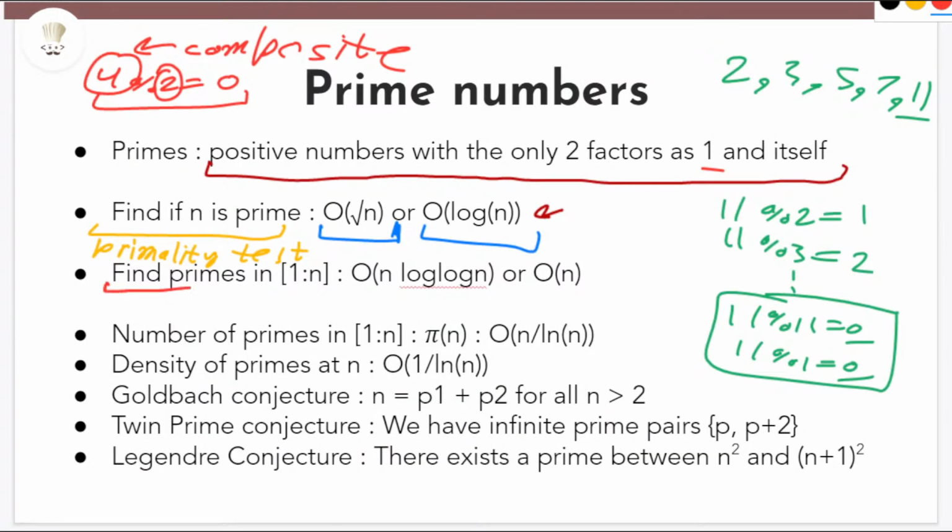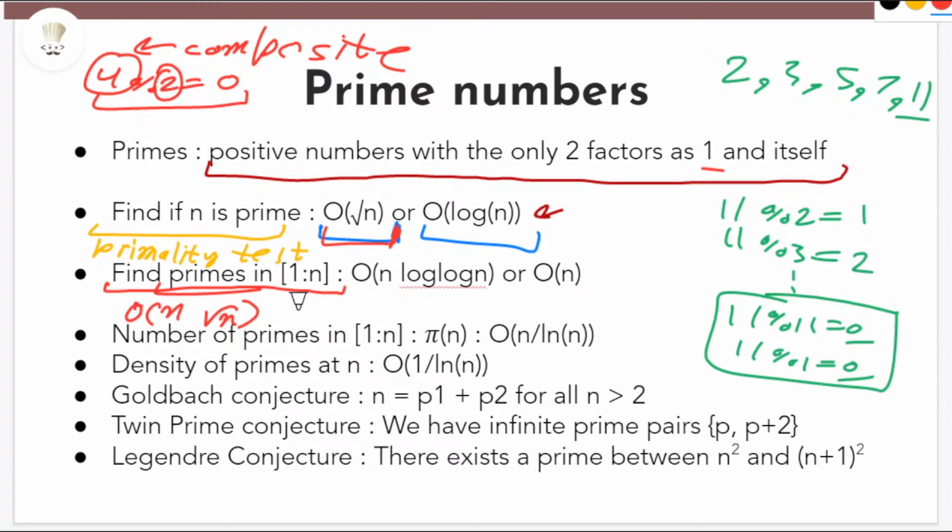If you want to find all of the prime numbers in 1 to n, before we were finding if a single n is prime or not, that is going to take big O of root n time. If we want to find all of the primes in 1 to n, if we just use this complexity to run in here as well, that is going to take big O of n root n time. But we do not want that, right? That is a really bad time complexity.